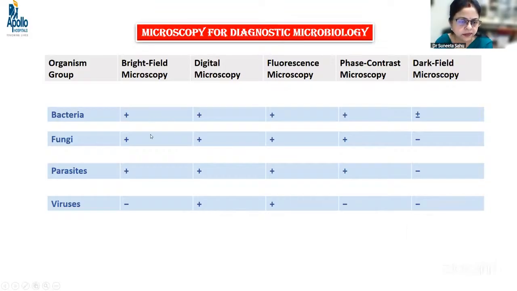If we know these things, then when we get a sample with the clinical history, what is the clinical suspicion? If the consultant is having some type of suspicion, like whether it is bacteria, fungi, parasites, or viruses, we can take help of this chart and we can use the type of microscopy required.